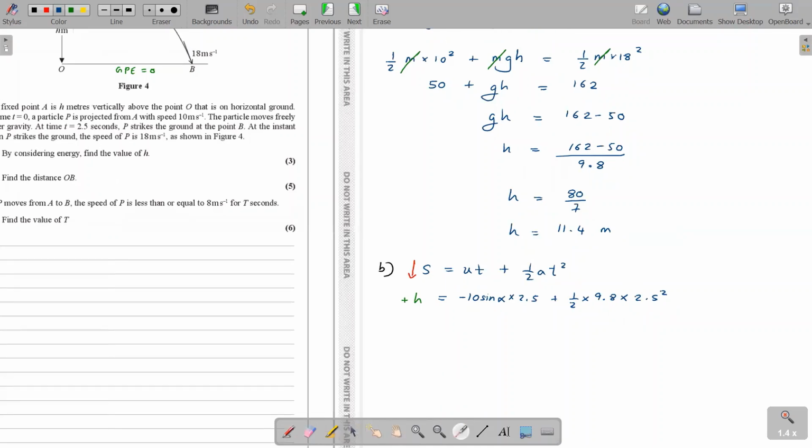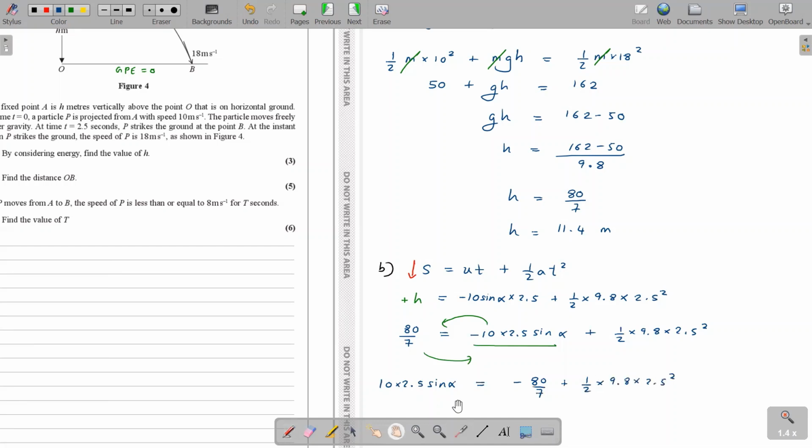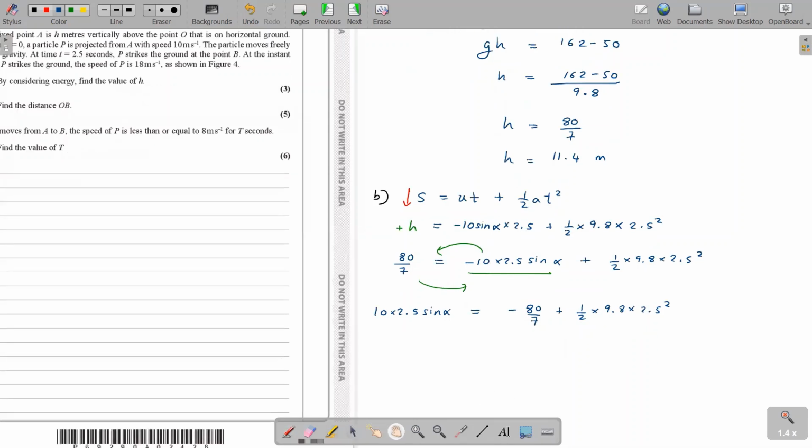So let's simplify and make sin alpha the subject. My H value I found as 80/7 equals minus 10 times 2.5 times sin alpha plus half into 9.8 into 2.5 squared. I'll take the sin alpha term to this side and the 80/7 to the other side. I get 10 times 2.5 sin alpha equals minus 80/7 plus half into 9.8 into 2.5 squared. I think we'll go with the decimal answer here, and you'll have to get sine inverse to get the alpha value. So work on this.